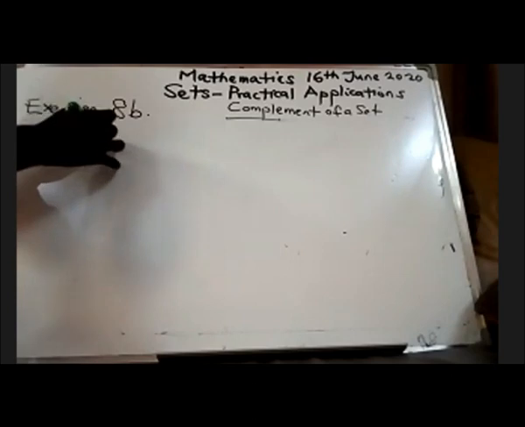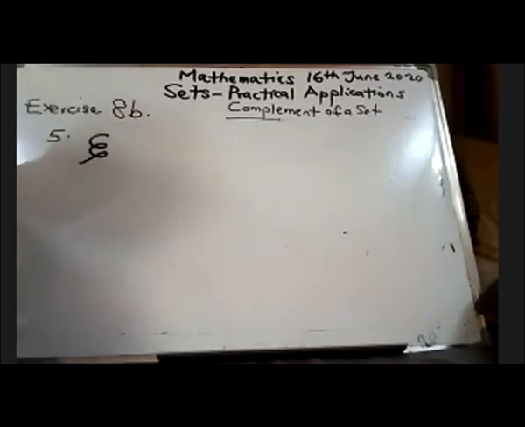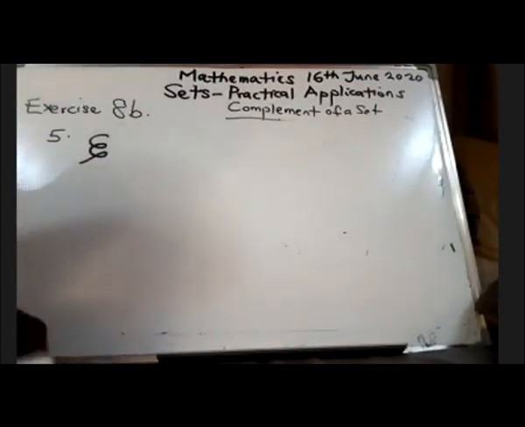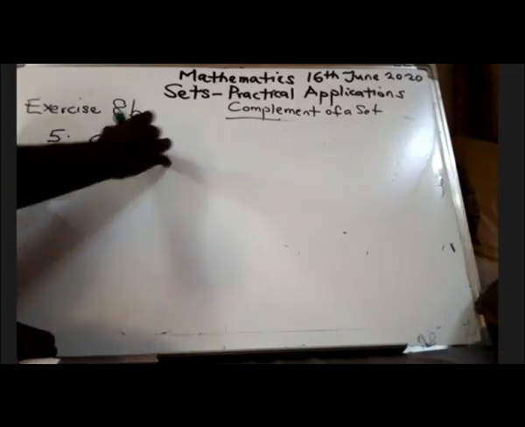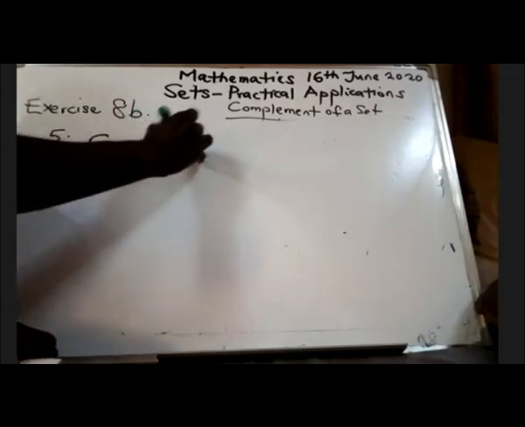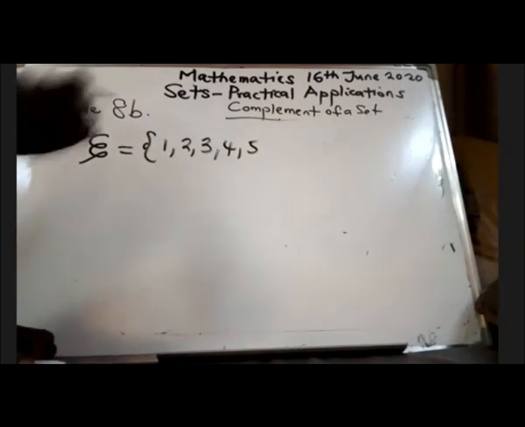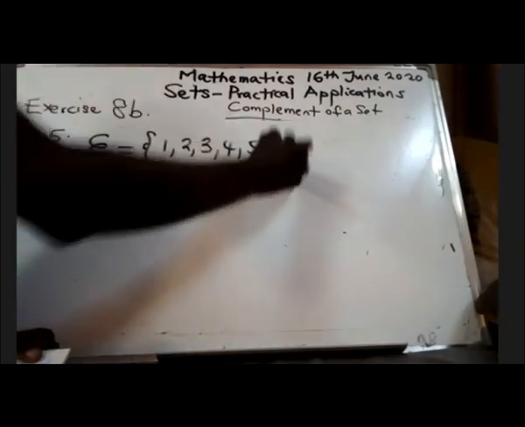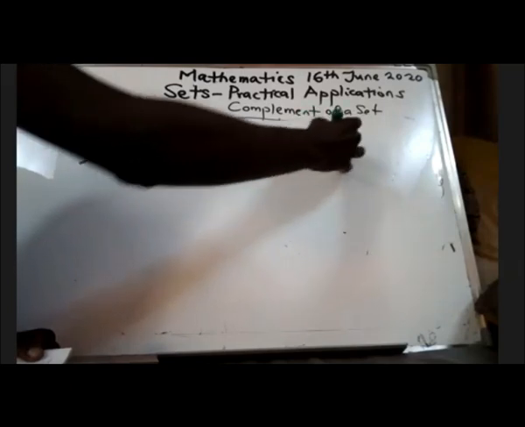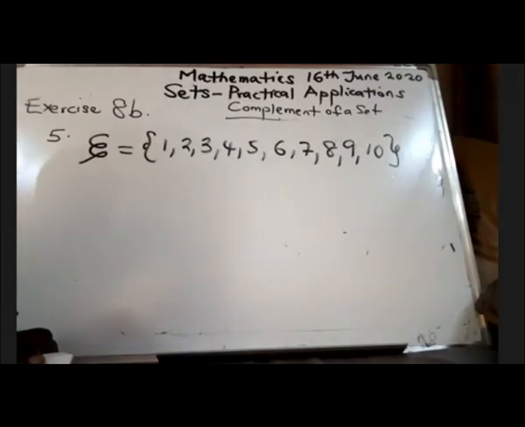The universal set is given as 1, 2, 3, 4, 5. Now you see 3 dots, and then you have 10. It means that the numbers continue, you continue in that manner: 1, 2, 3, 4, 5, 6, 7, 8, 9, 10.